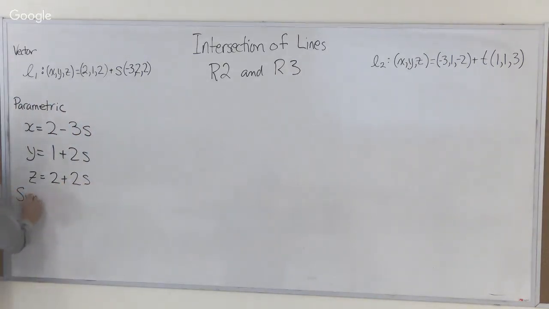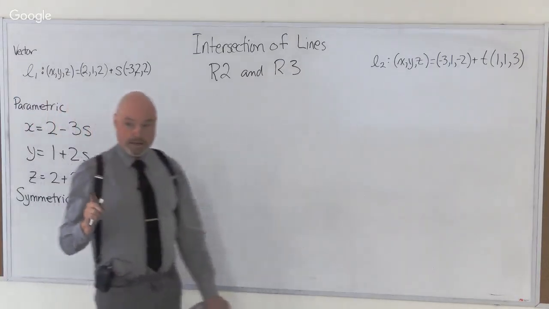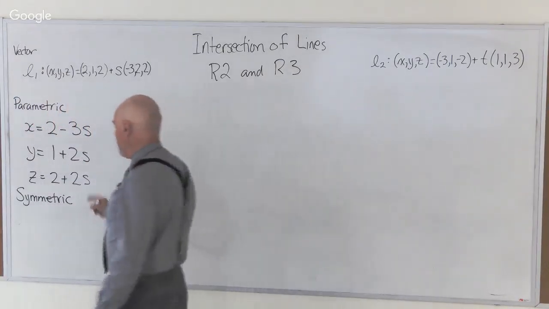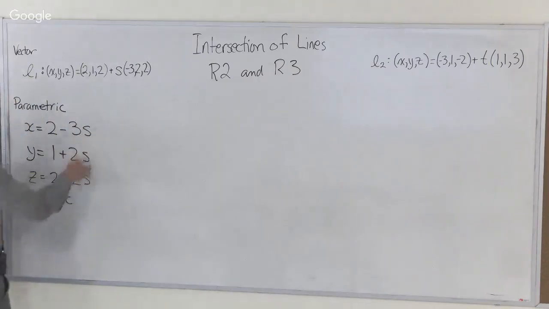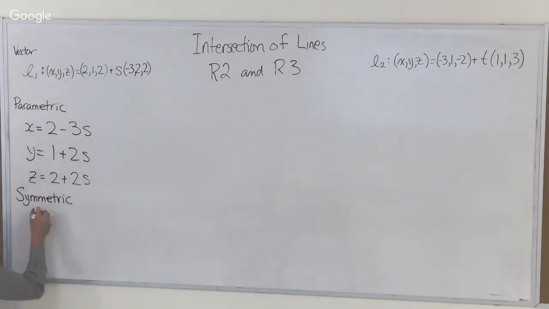And we're introduced to a new version of the line, the symmetric equation. I just rearranged this. Basically, I am isolating the s, the parameter, and then I'm going to wind up with 3 expressions that are all equal to s. So what does this x expression become if I isolate the s?